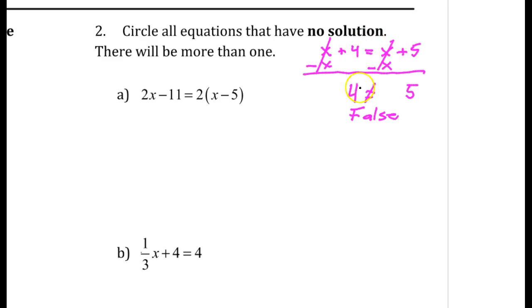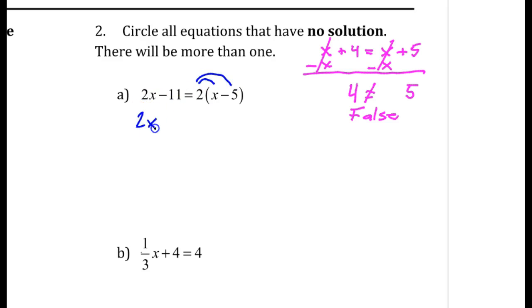If the numbers were the same, a true statement, then you would have an all real. So we're looking for variables canceling out completely, equaling 0 on both sides, and then the remaining numbers are going to end up creating a false statement, not be the same. Alright, so let's go ahead and give this a try.